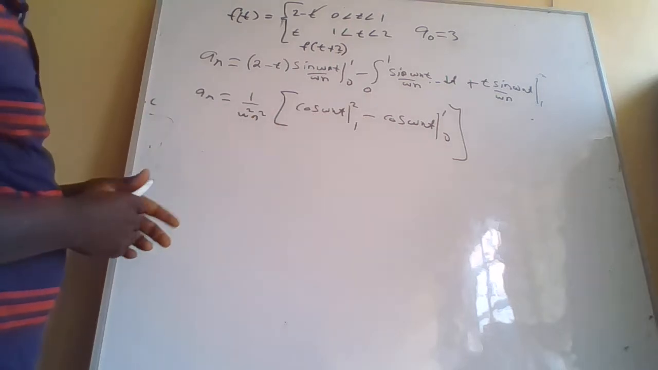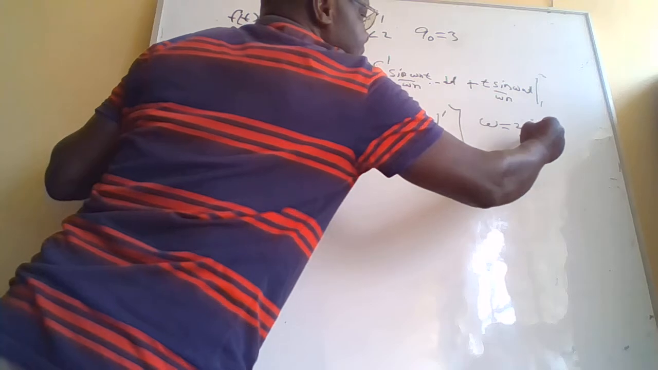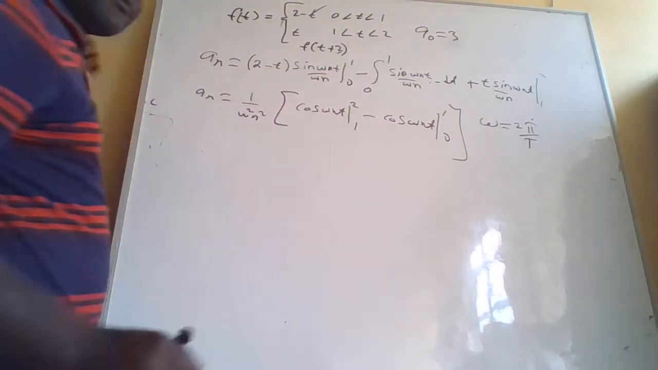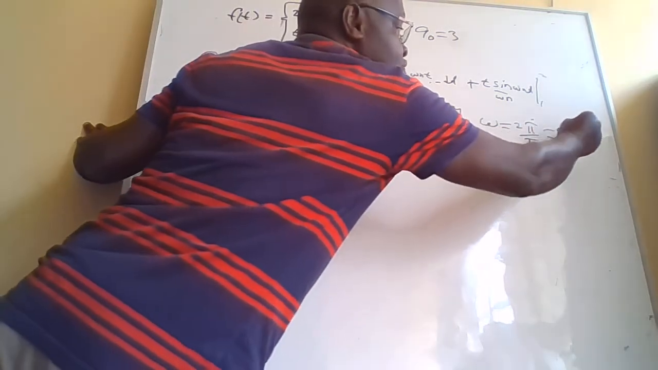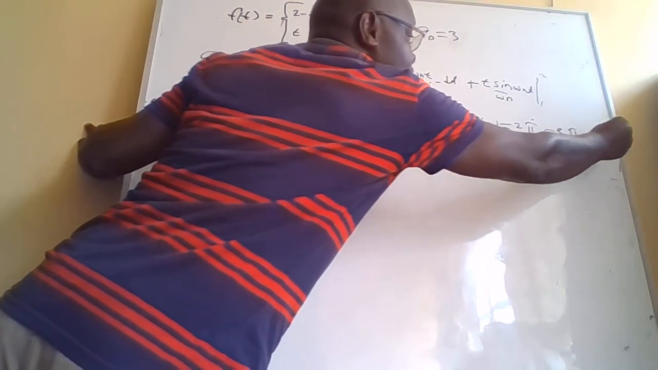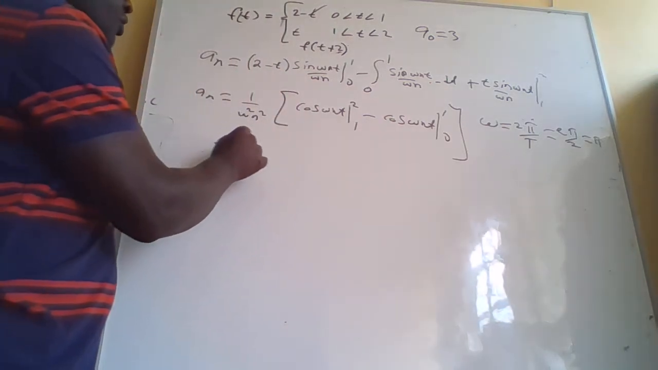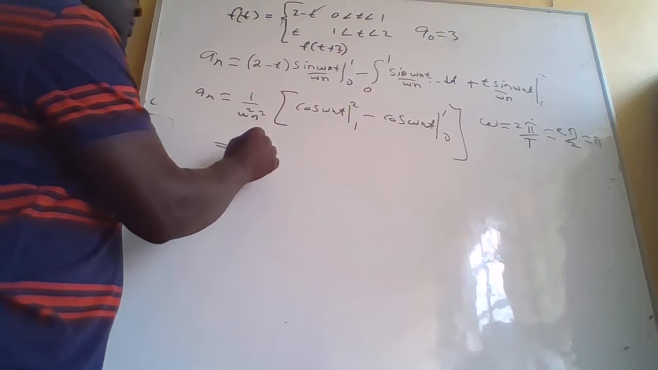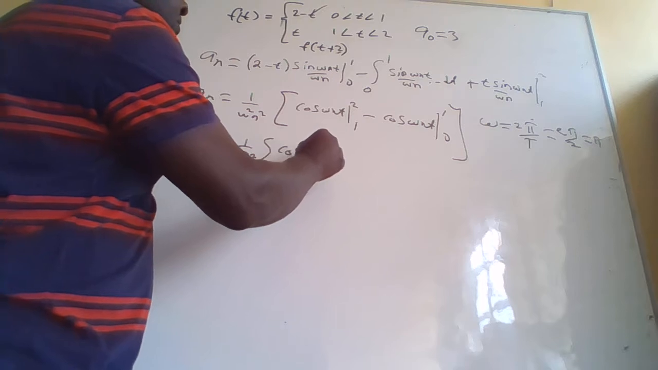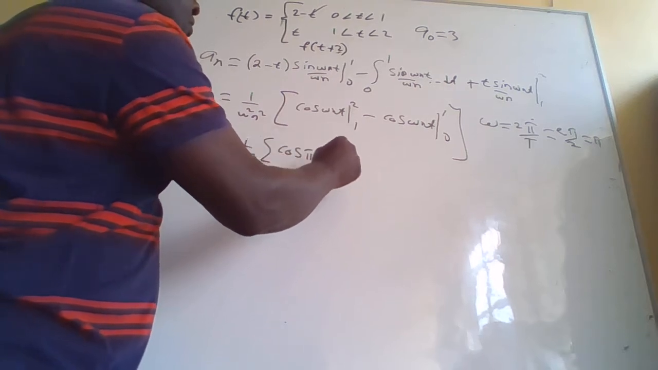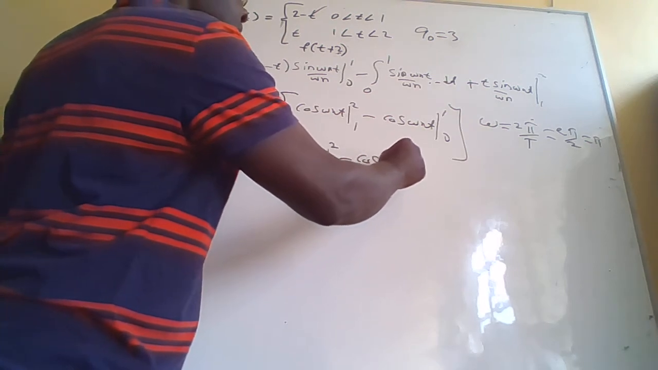Now we can substitute omega, because we know that omega is given by 2 pi over T, but our T is 2. So this equals 2 pi over 2, which is pi. So omega is pi. So this equals 1 over omega squared n into cos pi n t minus cos pi n t, like that.